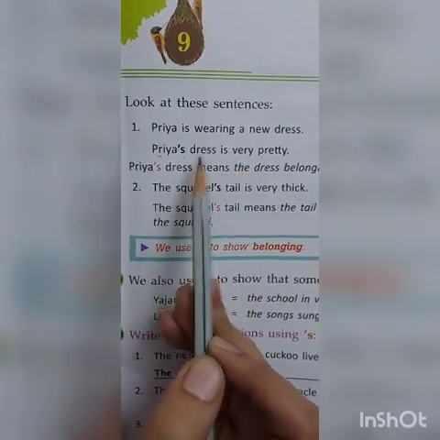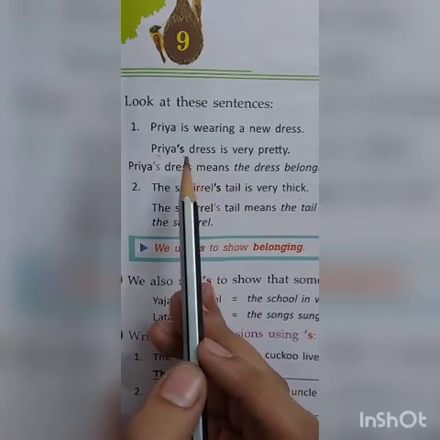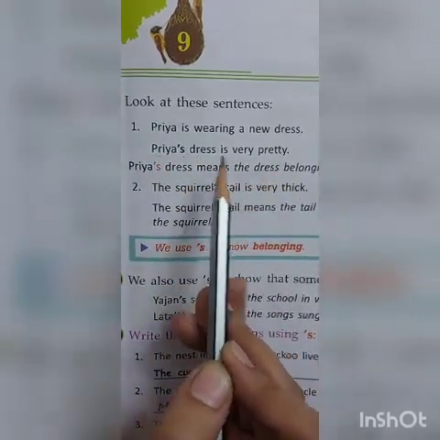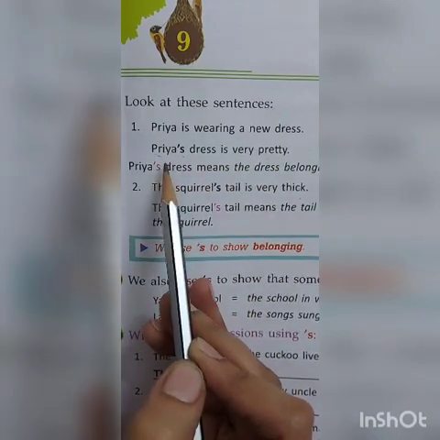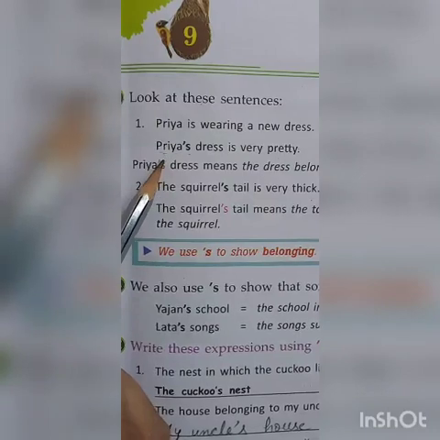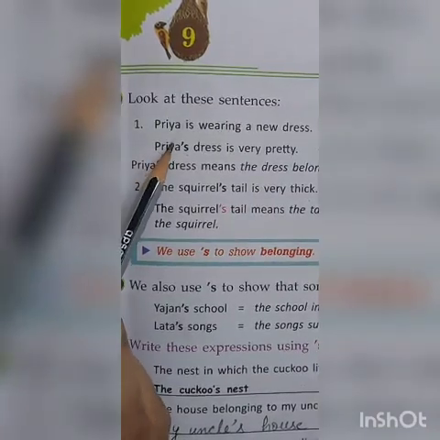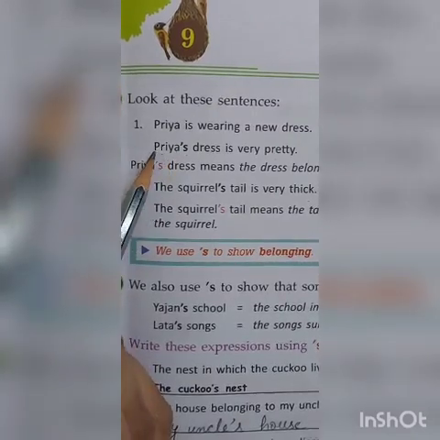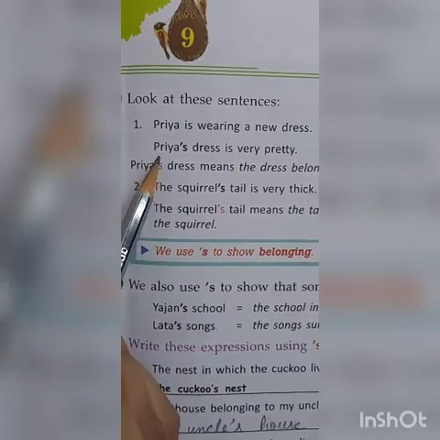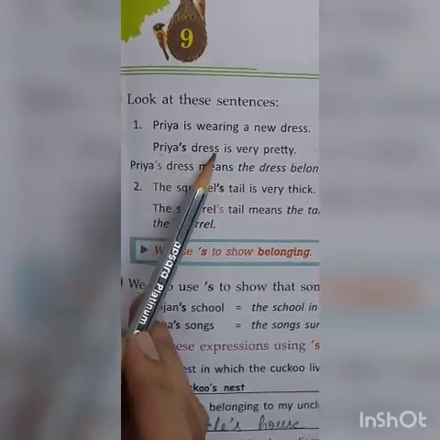So instead of writing that the dress belonging to Priya is very pretty, we can simply say that Priya's dress is very pretty. Now children, you can notice that the dress belongs to whom? The dress belongs to Priya. So, they have added apostrophe S to the naming word Priya to show that the dress belongs to her. So Priya's dress means what? The dress belonging to Priya.